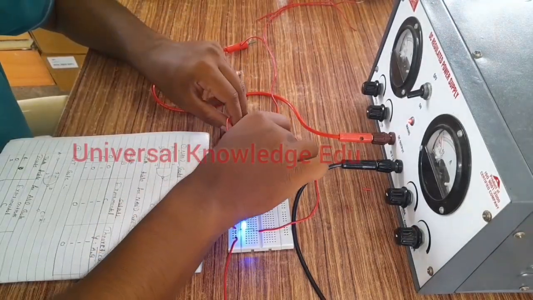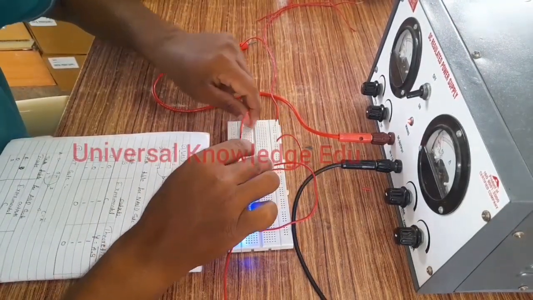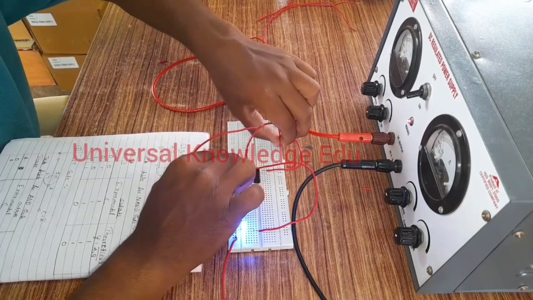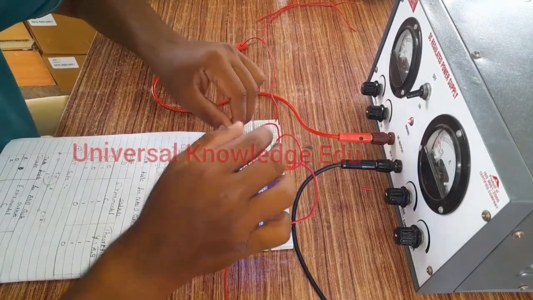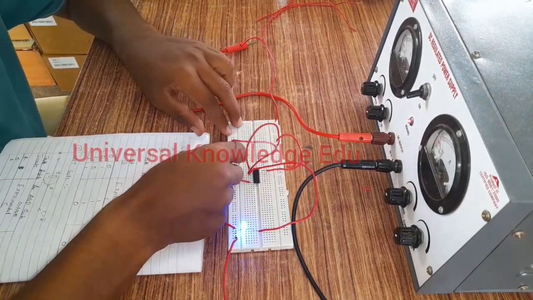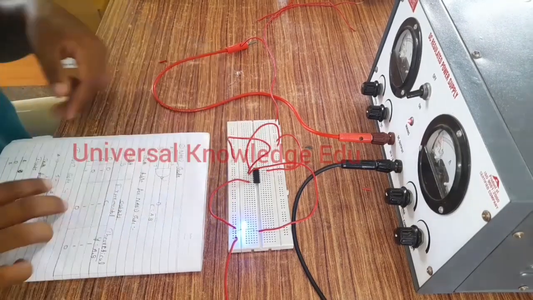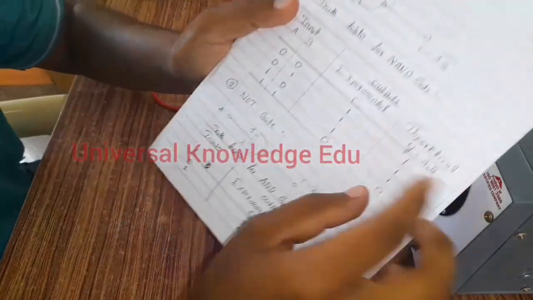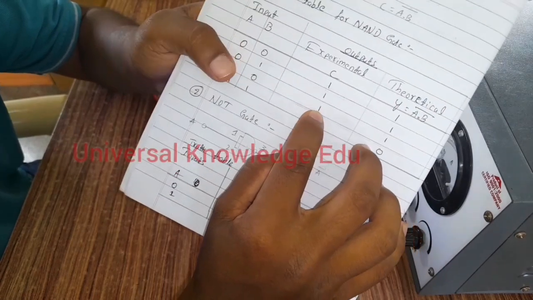A is connected to the 1, that is plus VCC, and B is connected to the ground, that is 0. Again the light is blinking, that means the answer is 1.